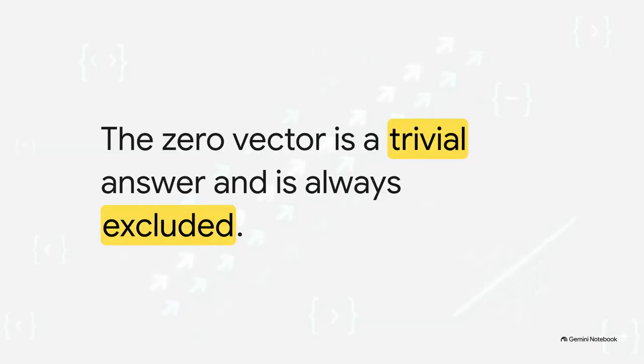Now, quick bit of housekeeping before we do an example. The rule is that the zero vector is always excluded from being an eigenvector. Mathematically, sure, 0 equals 0, but it's a totally trivial answer. Since the zero vector doesn't point anywhere, calling it a special direction is, well, it's meaningless. So eigenvectors always have to be non-zero directions.